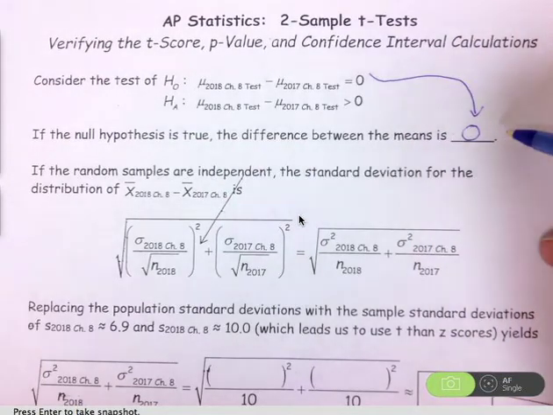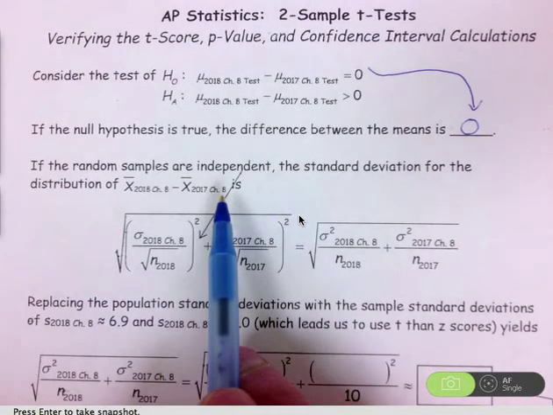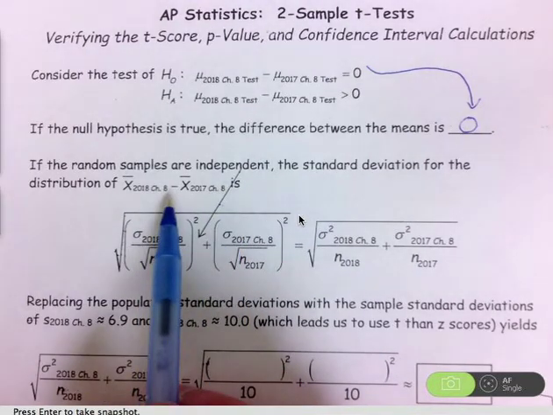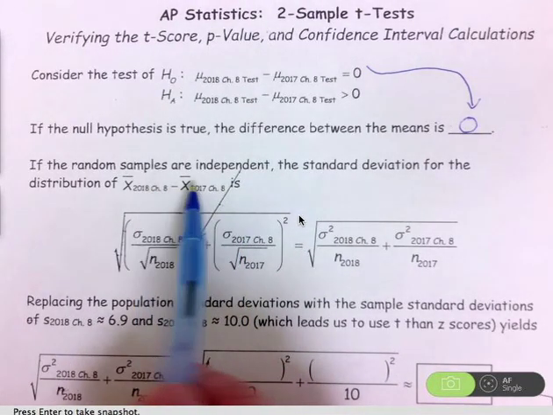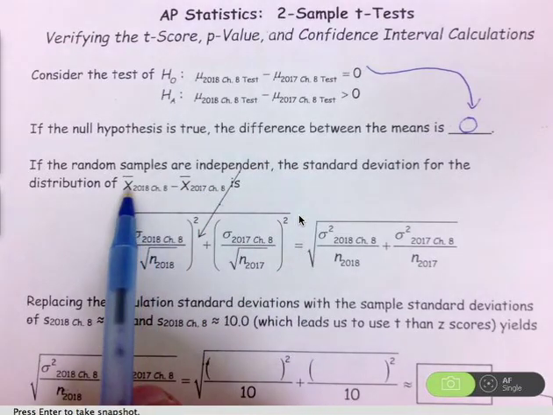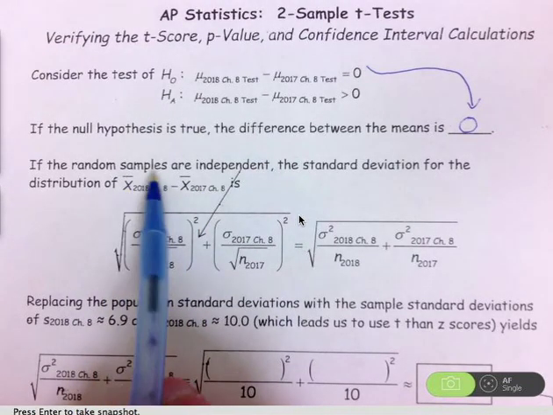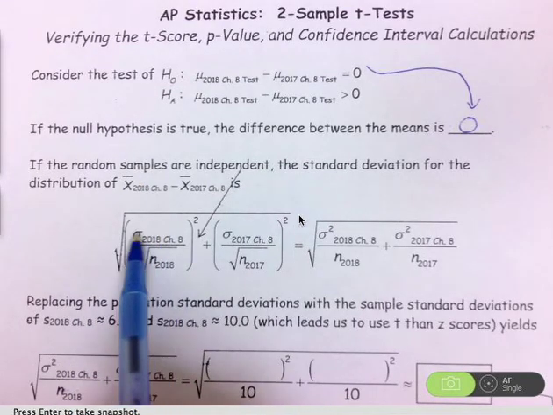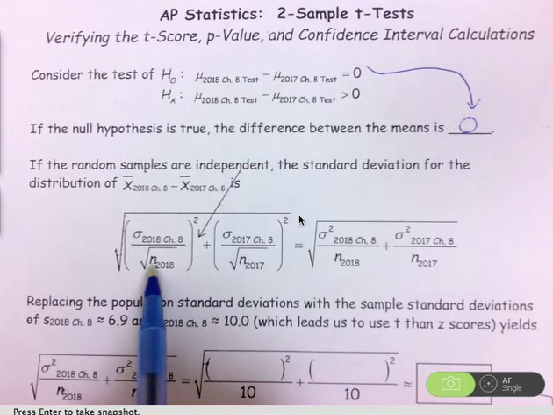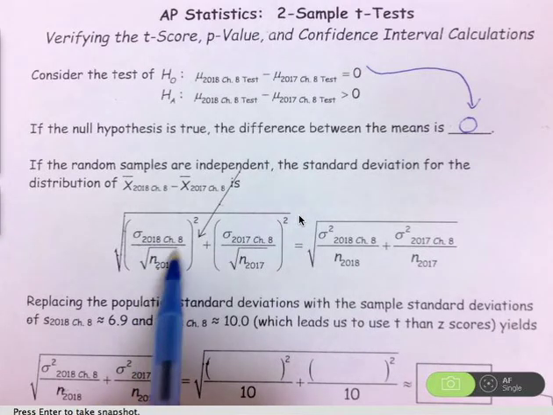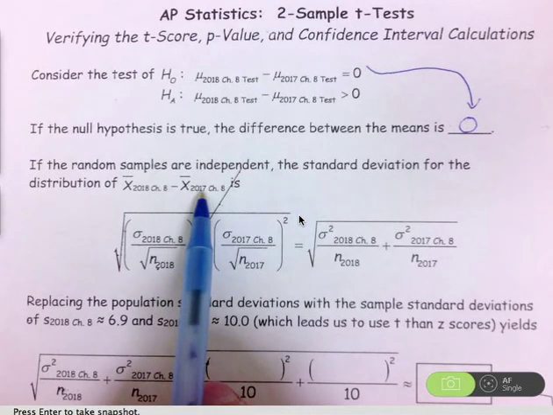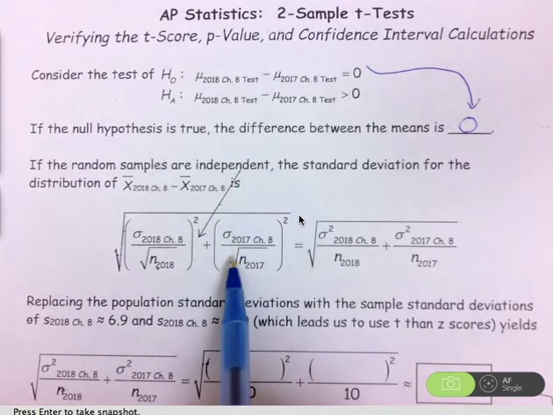All right, so if random samples are independent, what's the standard deviation for the sampling distribution of the difference between the two sample means? We have to take the standard deviation from 2018's Chapter 8 test scores, that would be the standard deviation of the population divided by the square root of the sample size. We have to square it, and take the same for 2017.